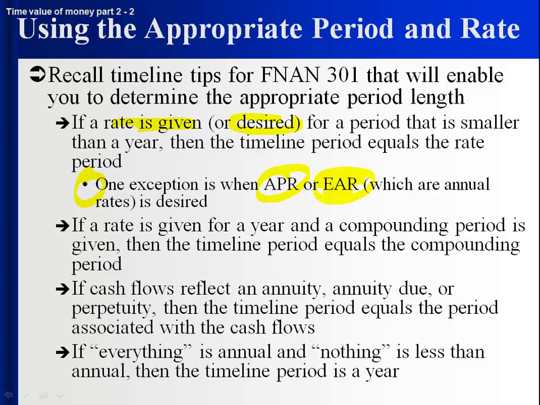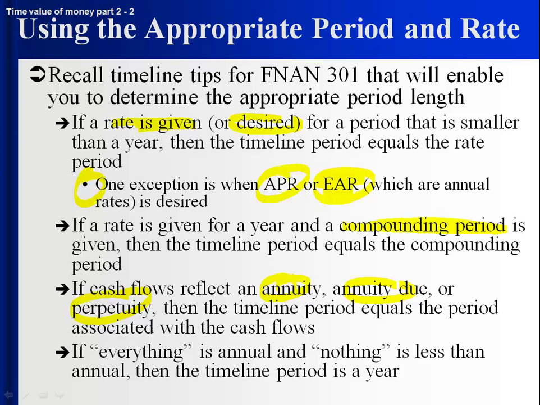If you get an annual rate and you're given the compounding period, then whatever that compounding period is, that's what the timeline period is going to be. If you're looking at an annuity due or perpetuity, whatever frequency those cash flows take place, monthly, quarterly, semi-annually, then that's what the time period is on your timeline.